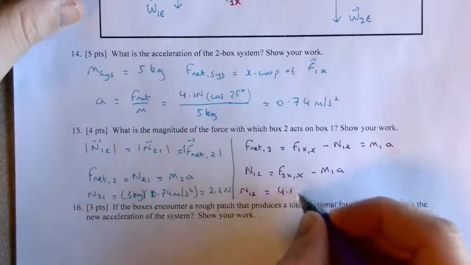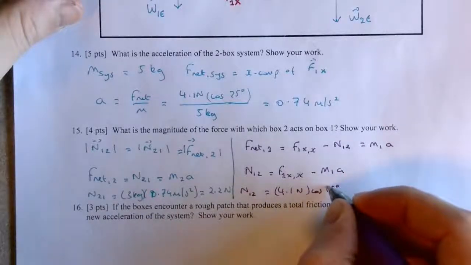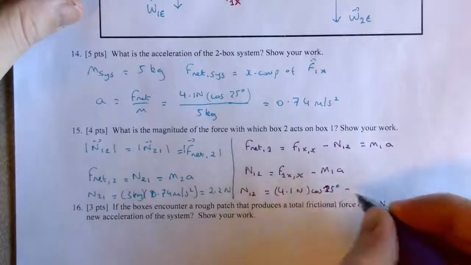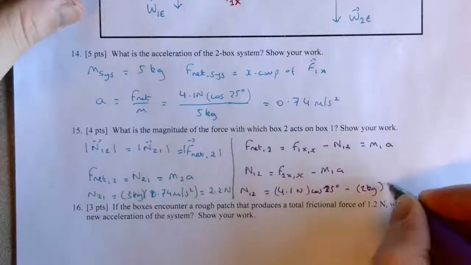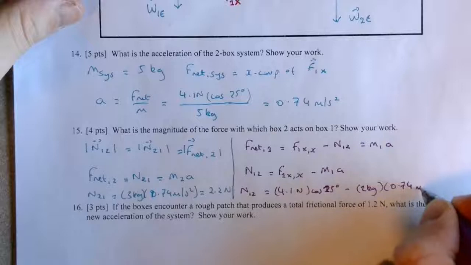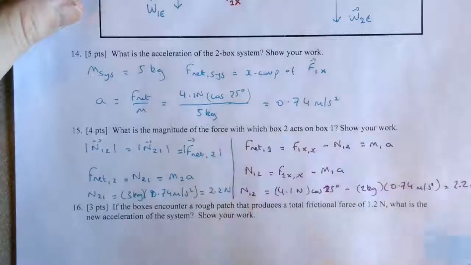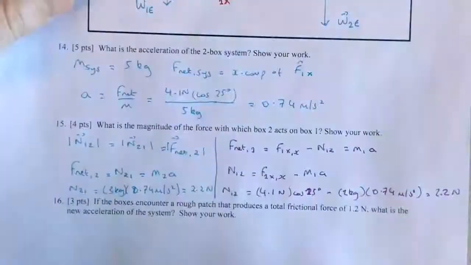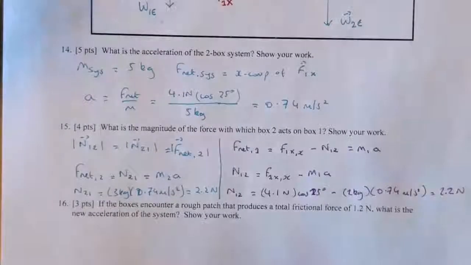So you can say 4.1 newtons times the cosine of 25 degrees minus 2 kg, the mass of box 1, times the acceleration of the system. And this should also give you 2.2 newtons. So it's just a little bit longer, but it has to give you the exact same answer.